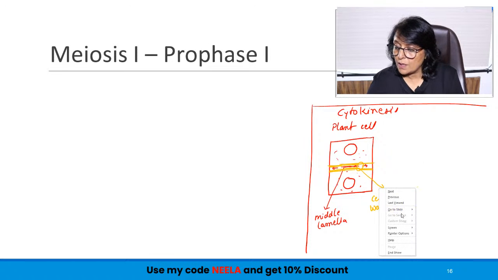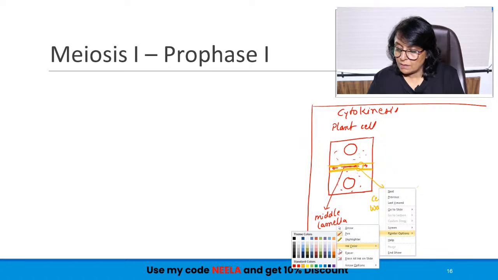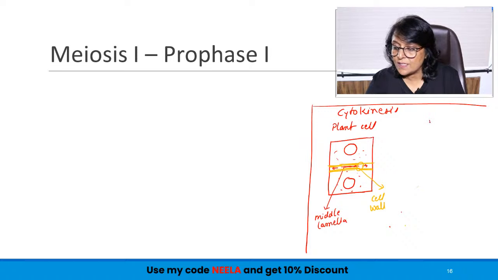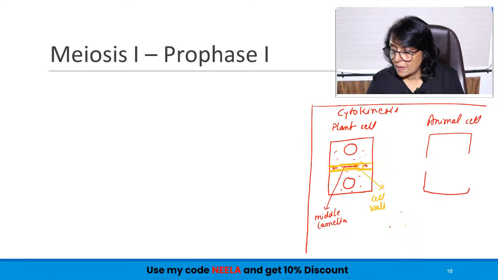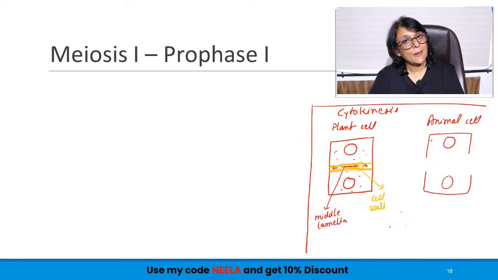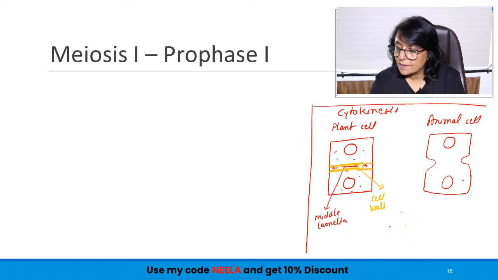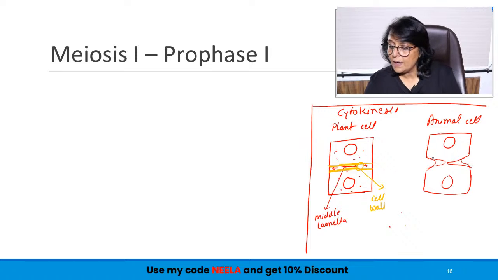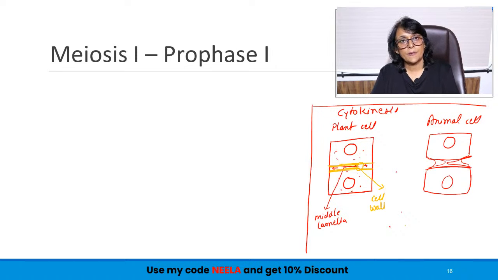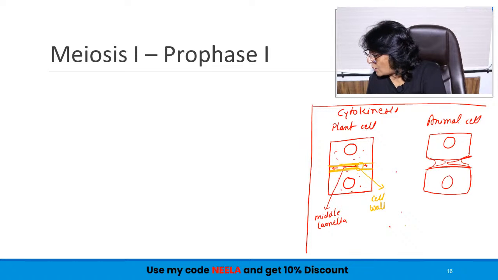And if you're talking about the animal cell, then that is very simple. This is the cell. The two nuclei are formed, the plasma membrane is flexible, and so it becomes folded like this. These folds are going to get deeper and deeper, and ultimately this membrane joins here, this membrane joins here, and you get two daughter cells. Okay, so I hope this is clear now.